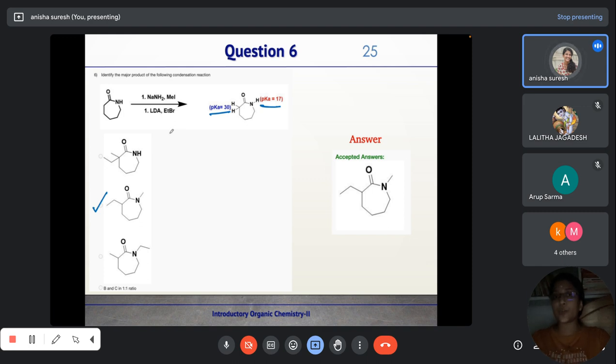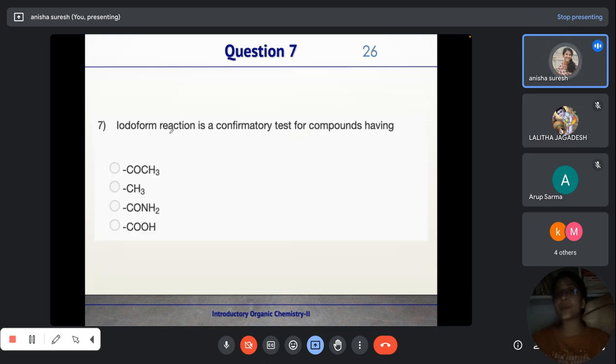Now let's move forward to question number 7. Iodoform reaction is a confirmatory test for compounds having COCH3, CH3, CONH2, COOH. So we have seen why iodoform reaction is done. It will finally lead to formation of CHI3, which is yellow in color. So that will indicate the presence of some compound in the system.